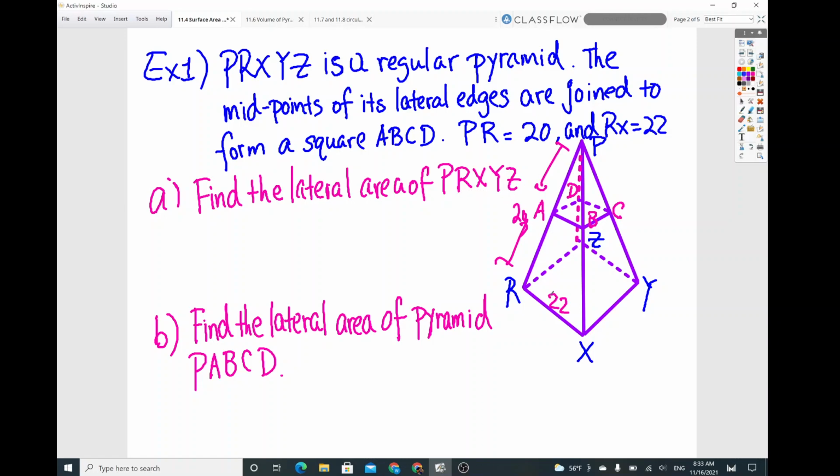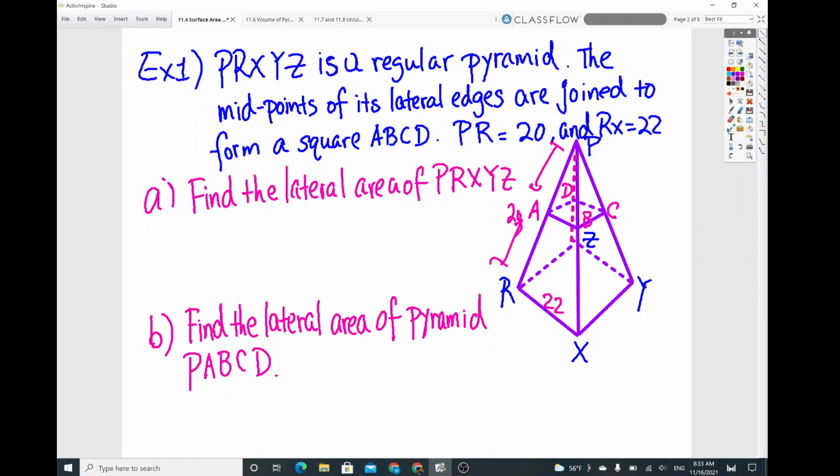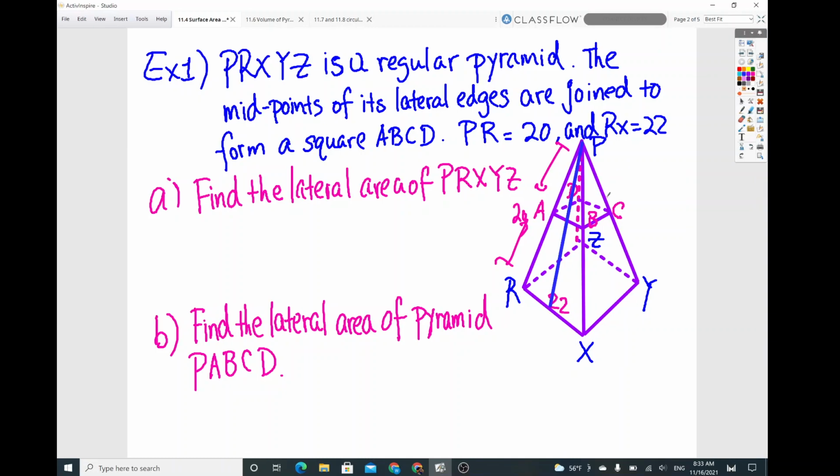So one thing that we need to find here is the slant height. This one is just the lateral edge, it's not the slant height. The slant height would be the distance from point P, the vertex, all the way to the midpoint of RX, or from point P to the midpoint of any side length of the base. So let's make that line segment, bringing it all the way down to the bottom here. Then that would be the slant height of this pyramid PRXYZ. Let's label it L.